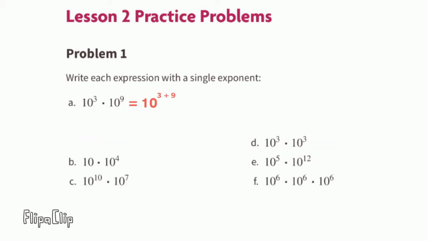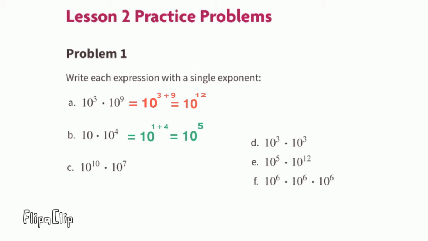Exponent 3 plus exponent 9 equals exponent 12. So the answer would be 10 to the power of 12. B, 10 times 10 to the power of 4. That's the same as 10 times 10 four more times, for a total of 10 times 10 five different times. The first 10 is really 10 to the power of 1. An exponent of 1 plus an exponent of 4 equals an exponent of 5. So this would be 10 to the power of 5.